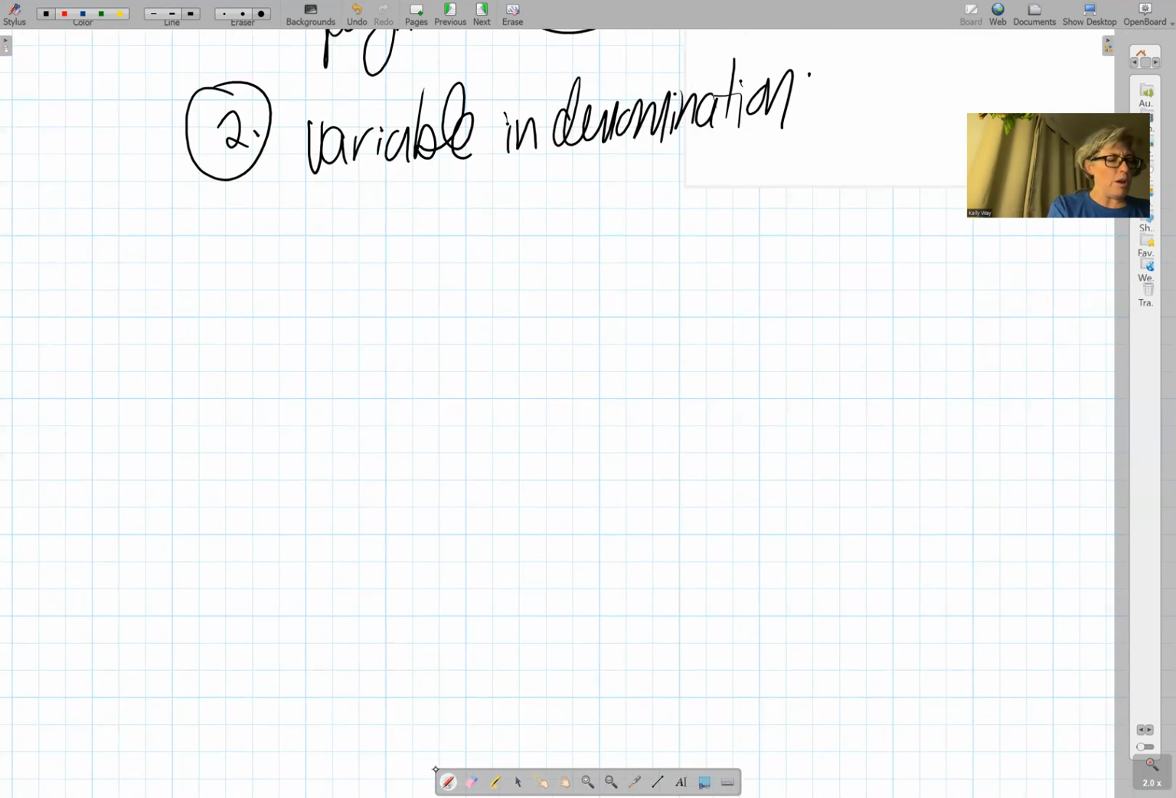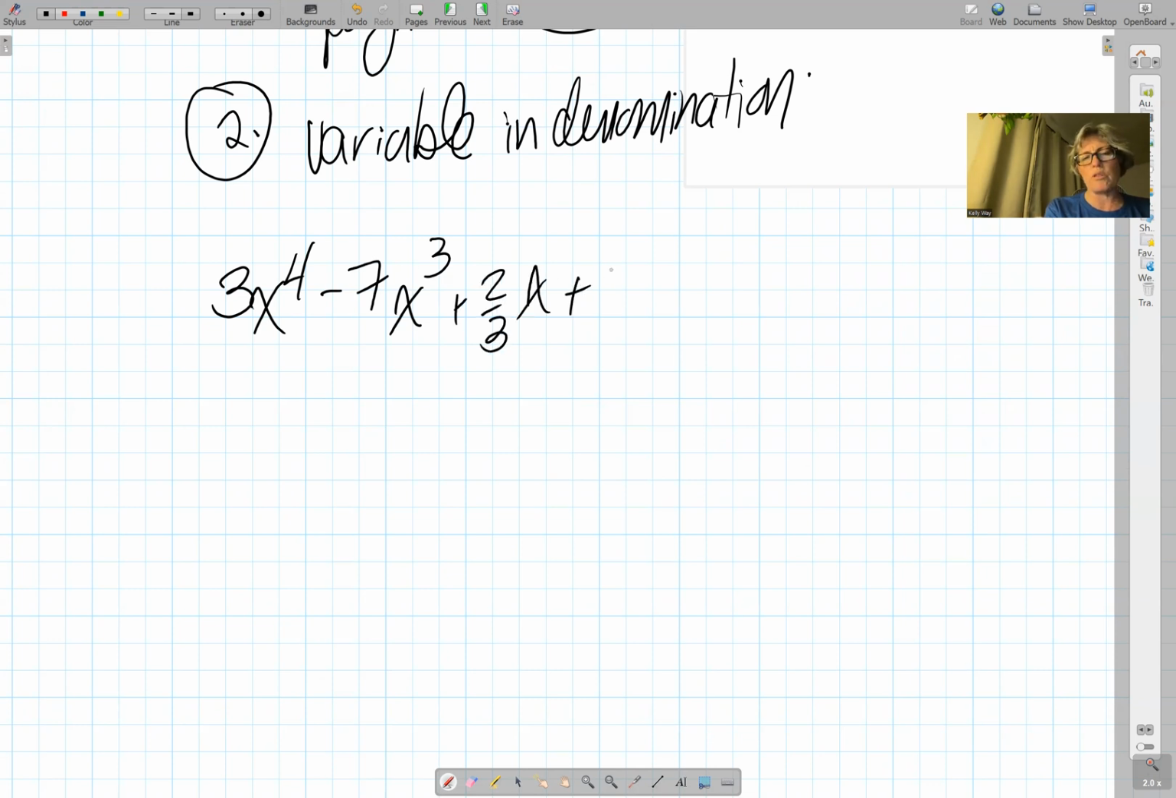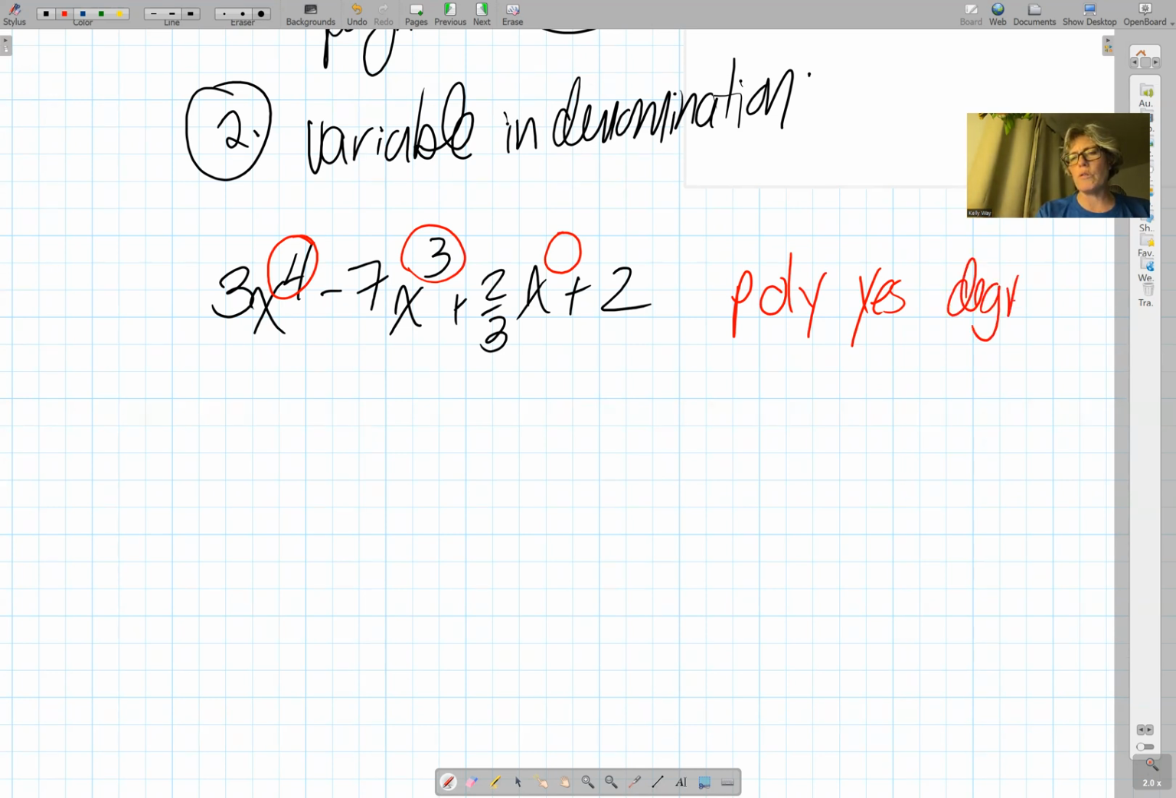Okay, what is or is not. So if you see something like this, which is very common, 3x to the fourth minus 7x to the third plus 2/3 x plus 2. This one is a yes, because all your exponents are whole numbers. There are no square roots involving the variable. So yes, it is a polynomial. It has a degree of 4, because your highest exponent is the fourth degree.